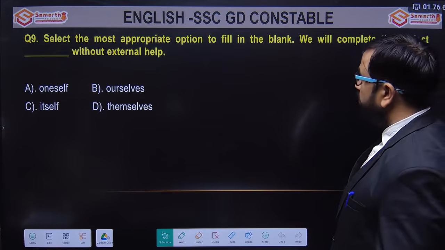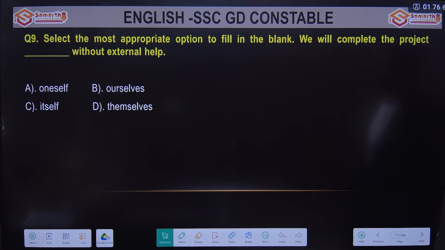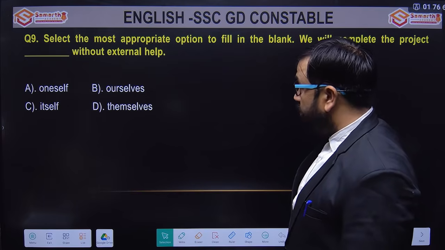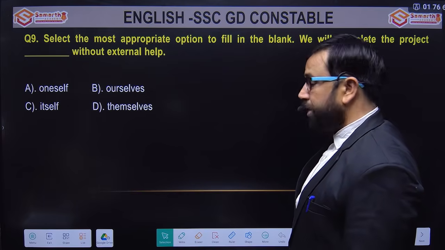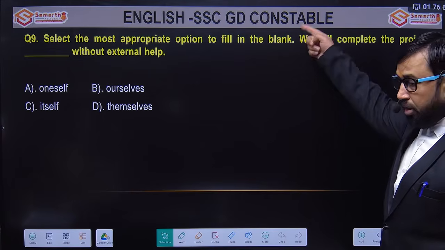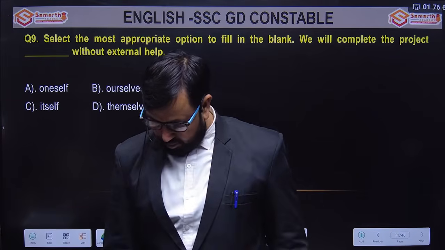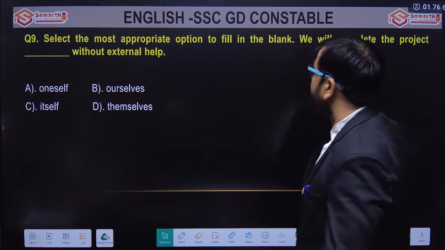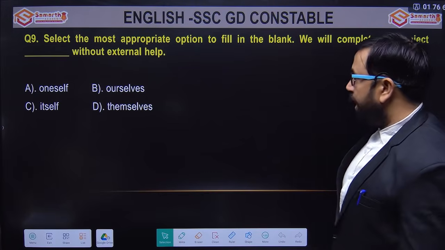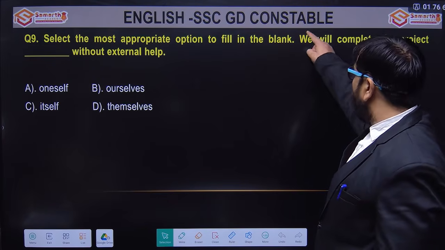Select the most appropriate option to fill in the blank. We will complete the project dash without external help. Options are oneself, ourselves, itself, and themselves. So you can see the sentence is beginning with the word we. So we will complete the project dash without external help. The sentence is beginning with the personal pronoun we, right?